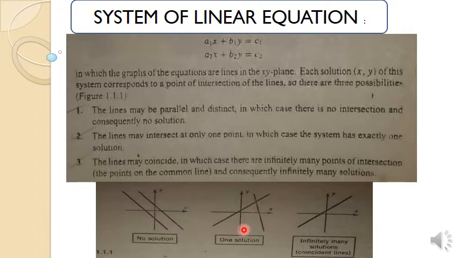So here is the example. Students, if these two lines intersect at one point, this means the system has one solution. Similarly, the lines may coincide, in which case there are infinitely many points of intersection. Students, here we have the diagram.